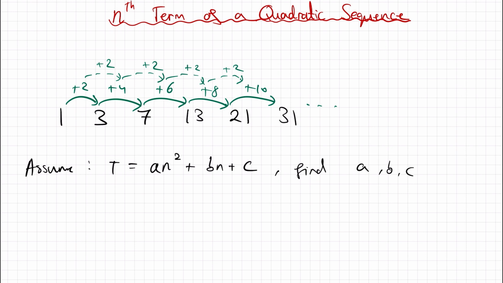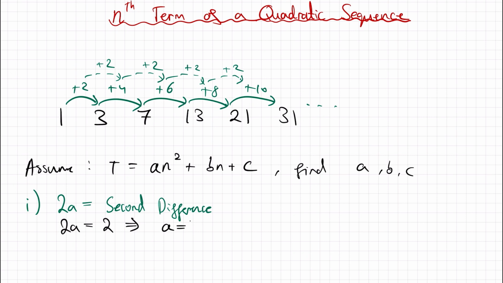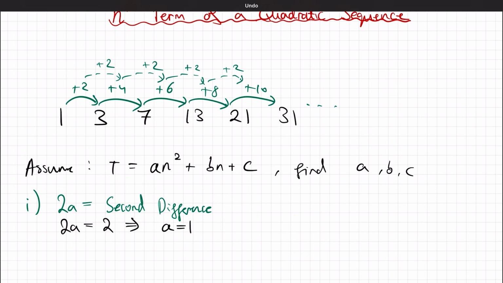Once we're given this, we can find a using the first equation. So let's write this down. The first equation we're going to use is 2a equals the second difference. What I mean by that is you go from the first term to the second, and then the difference between that difference, that's the second difference. So in this case, 2a is going to be equal to 2, which gives a is equal to 1. So that's the first equation which you need to remember.